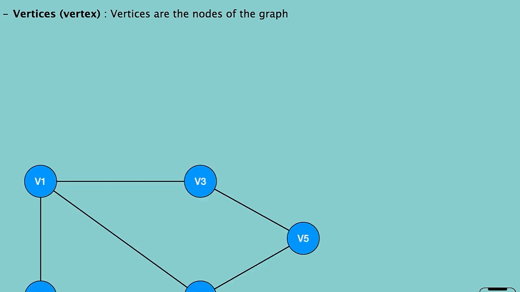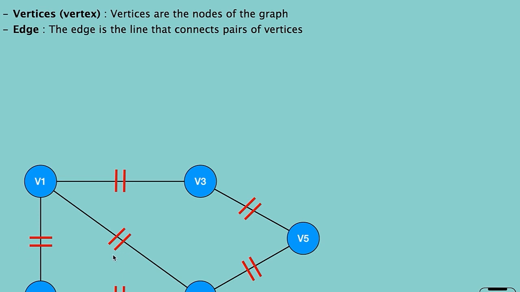If you look at this graph, we can easily see that these nodes in circular format are called vertices. In our case, we have 5 vertices in our graph, which are V1, V2, V3, V4, and V5. Now the next terminology is edge. The edge is the line that connects a pair of vertices. In this graph, these lines are called edges. These edges are responsible for connecting these vertices. You see that we have a connection between V1 and V2, and a connection between V1 and V4, and a connection between V1 and V3, and so on.